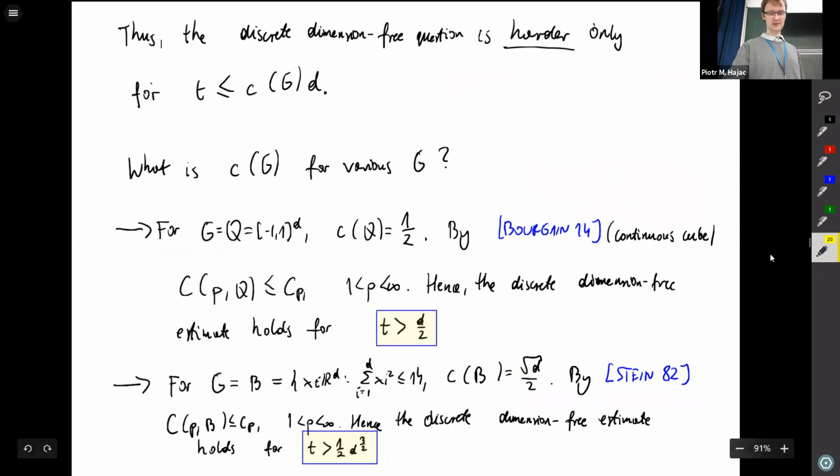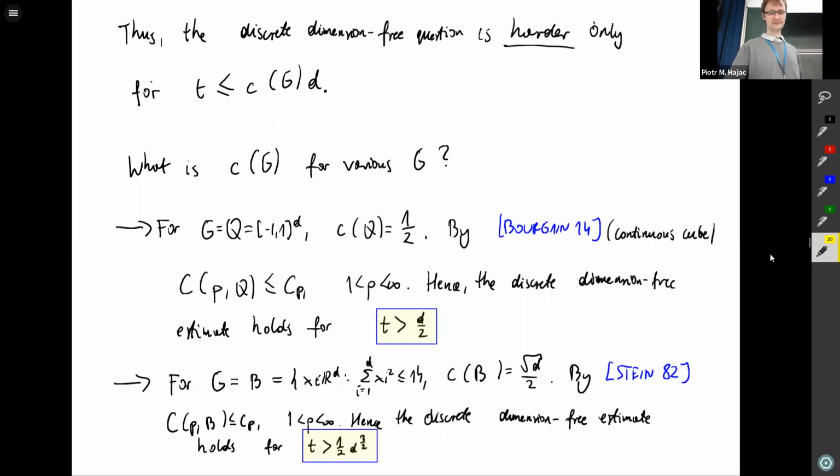For example, what does it give for specific sets? It says that the dimension question is really harder. I mean, you really have to do something for small t's, smaller than c(G) times d. And what is this c(G) for various sets? I mentioned that for the ball, c(B) is actually, well, square root of d over 2. One can compute it.